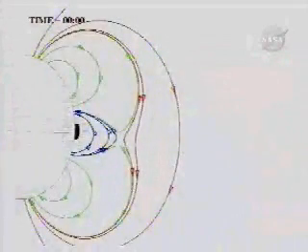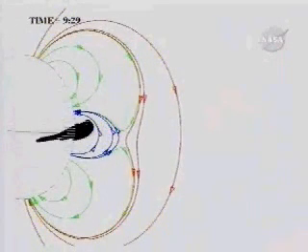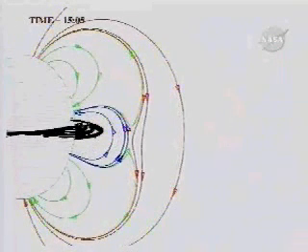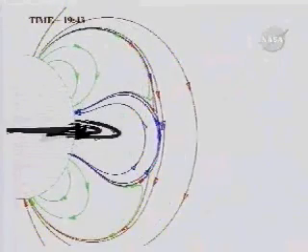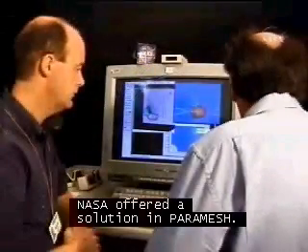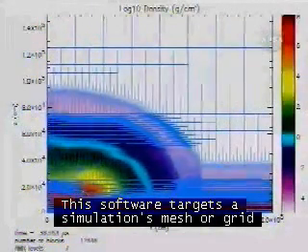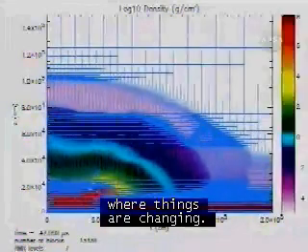Attempts to simulate that escape mechanism crashed the supercomputer, which couldn't focus on the whole sun and the small region where field lines are breaking at the same time. NASA offered a solution in Paramesh. This software targets a simulation's mesh or grid where things are changing.